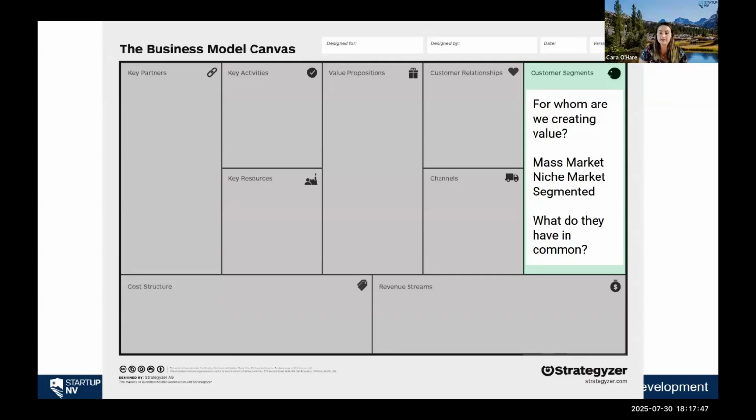Now, your customer segments. This is the people that we are creating value for. I want you to think about all potential customer segments here. Think of groups of people who are experiencing a problem that you're trying to solve as an entrepreneur. So as a group, who is experiencing that problem that you're trying to solve? What do these people all have in common? Are they all a part of the same type of association? Are they all in the same region? Do they all interact with the same type of product? Who are these individuals and what do they have in common?